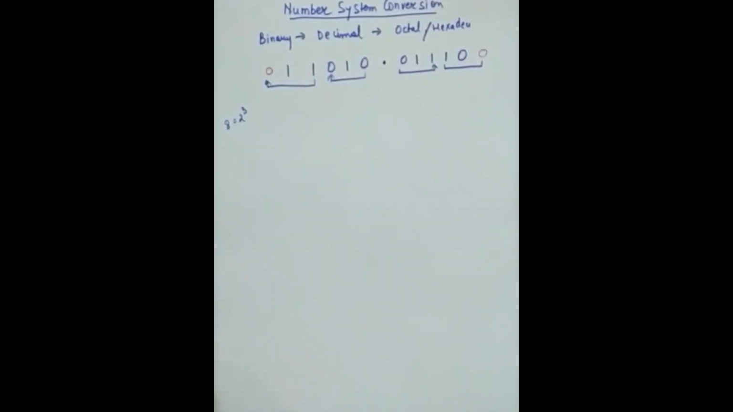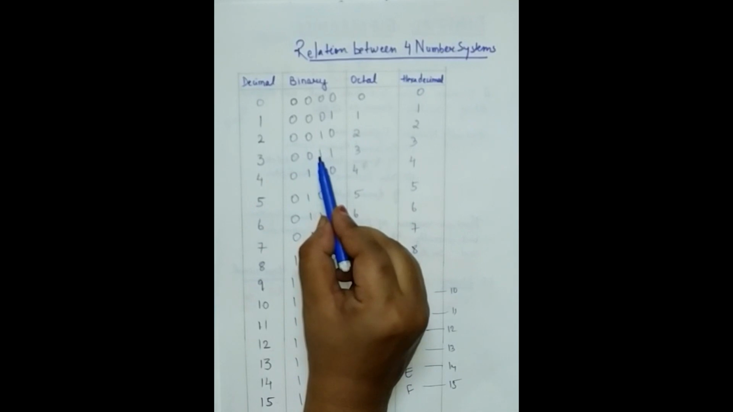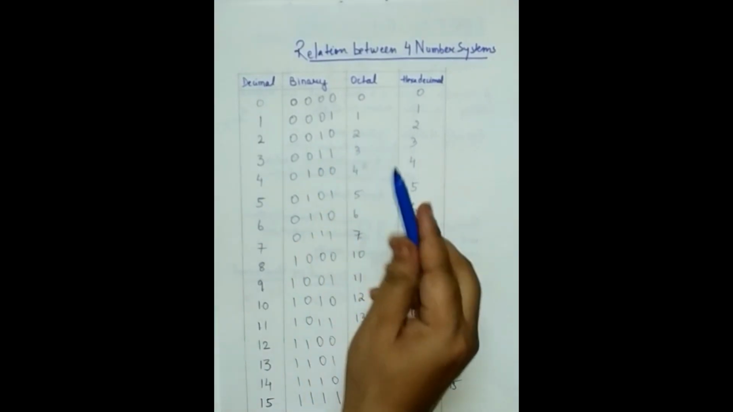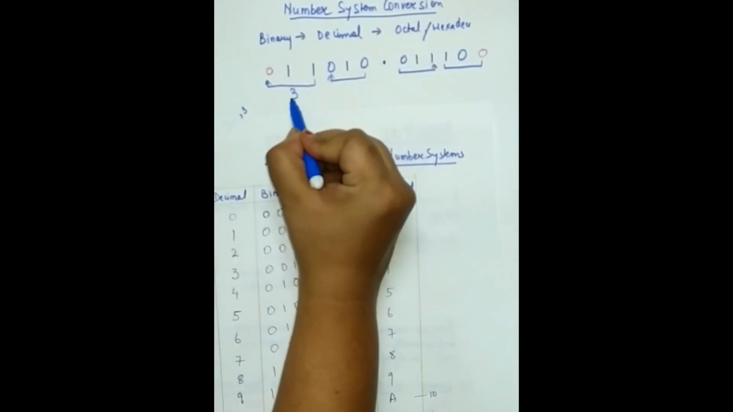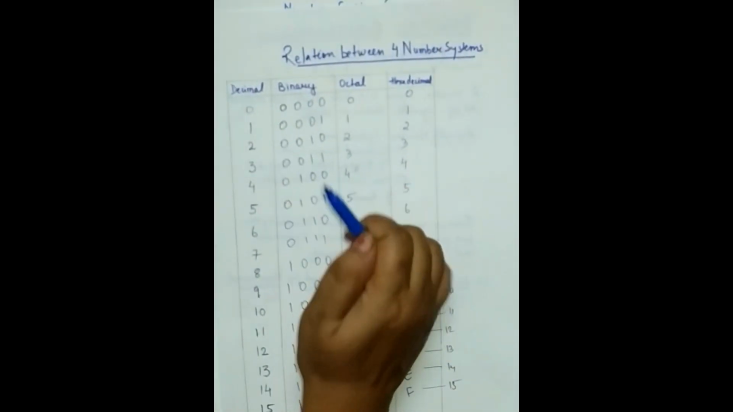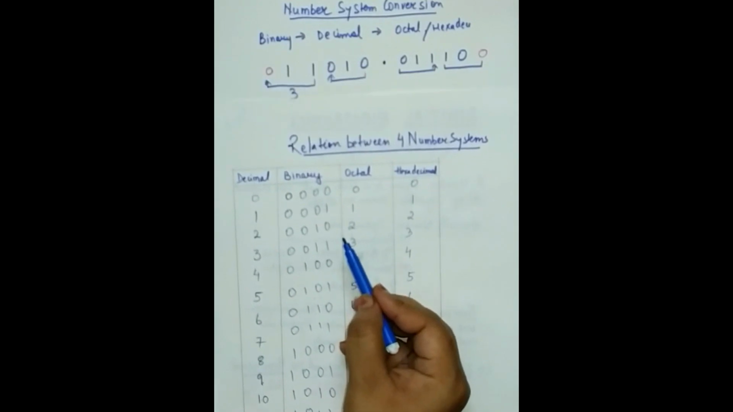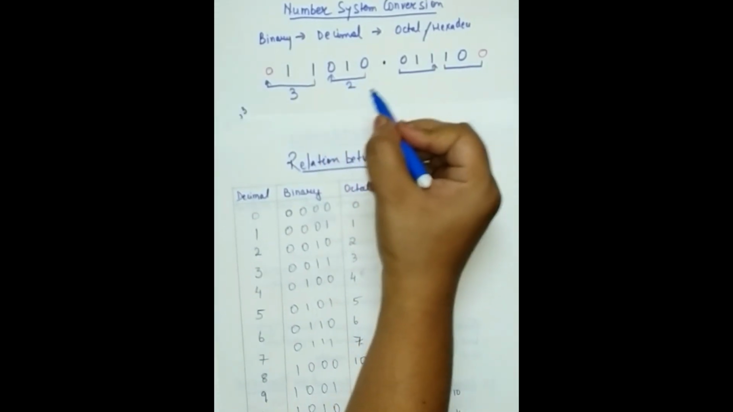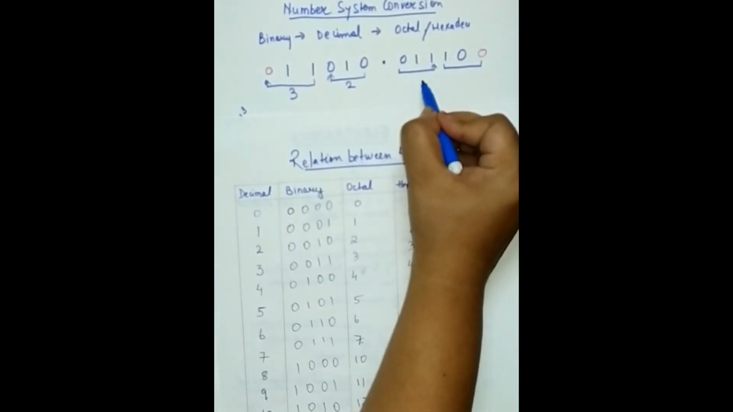If you remember, it is very good. If you don't remember, you see this table. 011 in 3 bits, 011 means how much? It is 3. So you will put here 3. Again 010 equals how much? 010 equals 2 in octal, so it will be 2. Then again 011 equals how much? It is equal to 3.